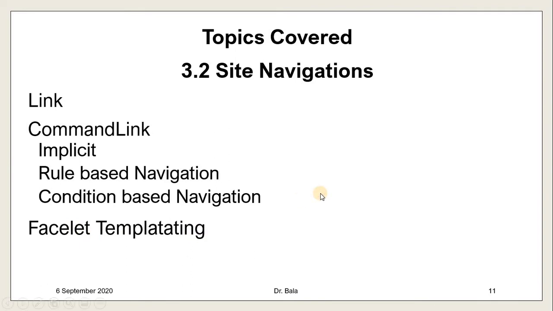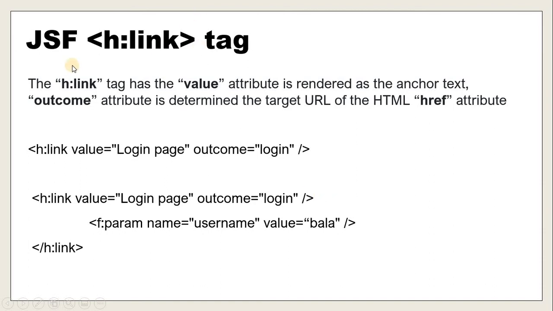First of all, we will start discussing the h:link. Every link has a value. This value is nothing but the anchor text, and the link has an outcome. The outcome determines the targeted URL where you want to connect. It is equal to the HTML href. In the anchor tag we have href, so href is nothing but the outcome.